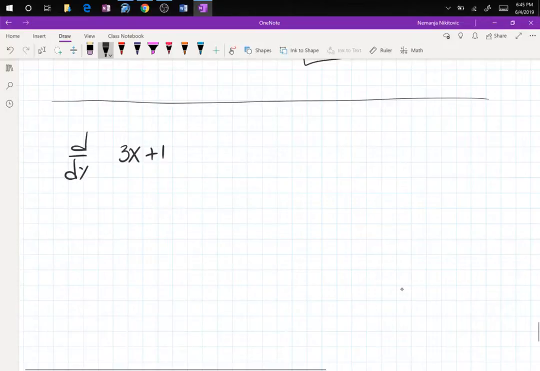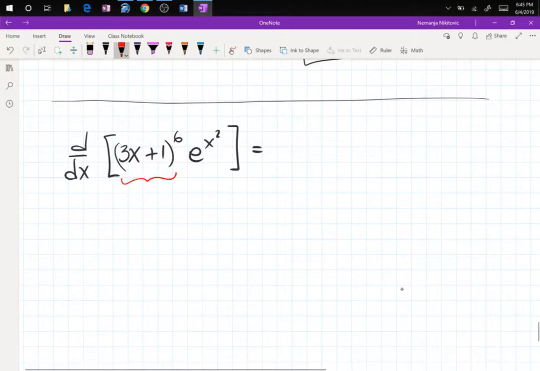So let's say you're looking for the derivative of (3x plus 1) to the 6th power times e to the x squared. What would this be? Oh boy. What is the first thing that you can see? Yes? Is it product rule? Product rule. Beautiful. We have function f, we have function g, which are multiplied. So this problem is a product rule.